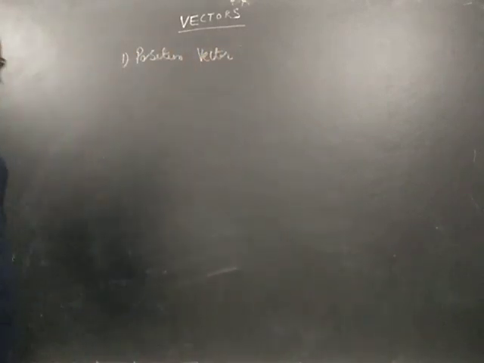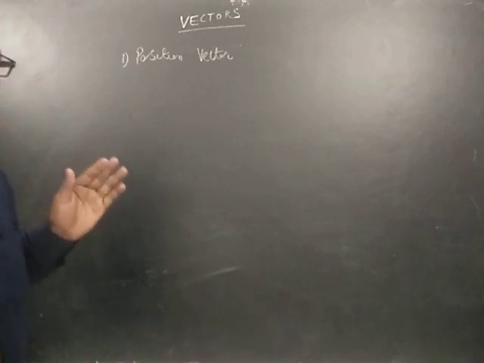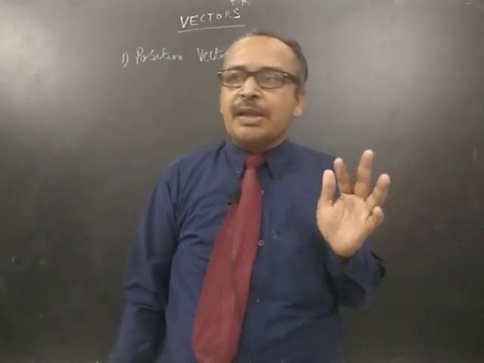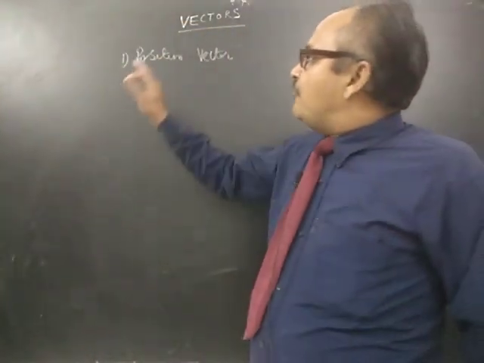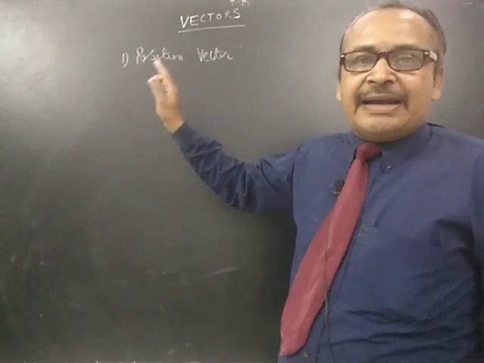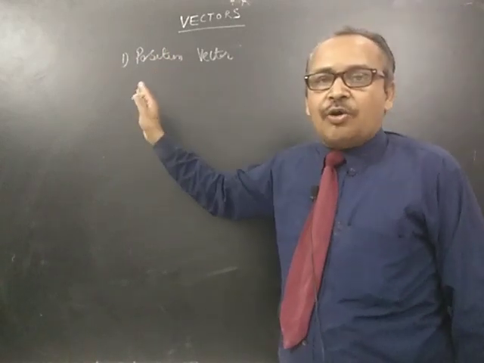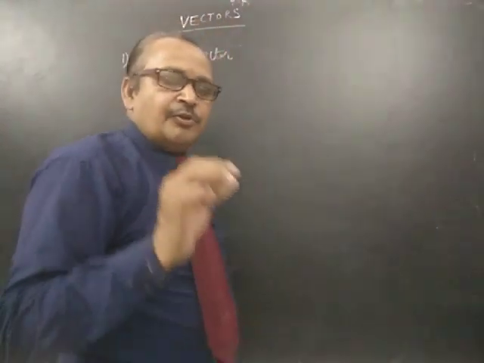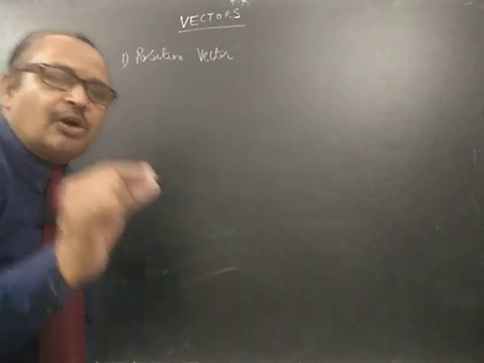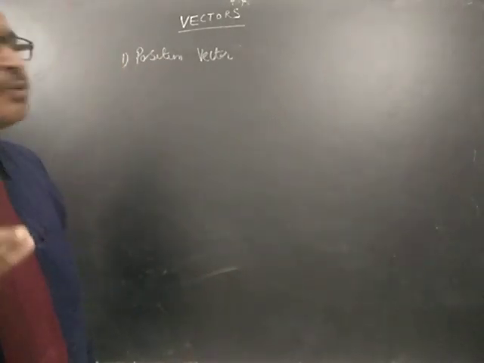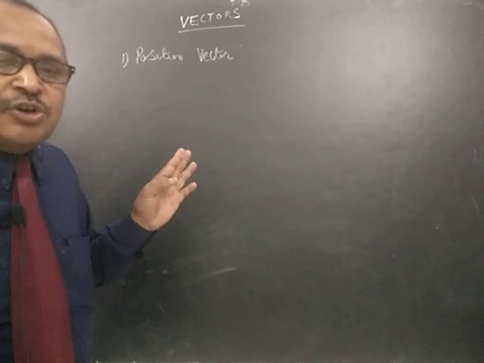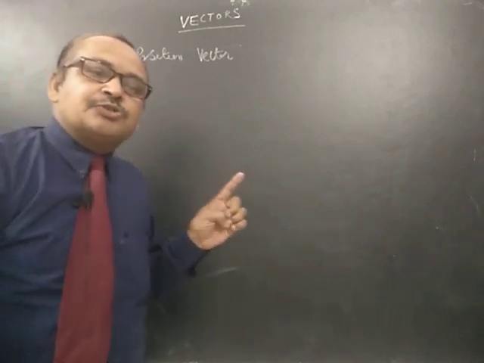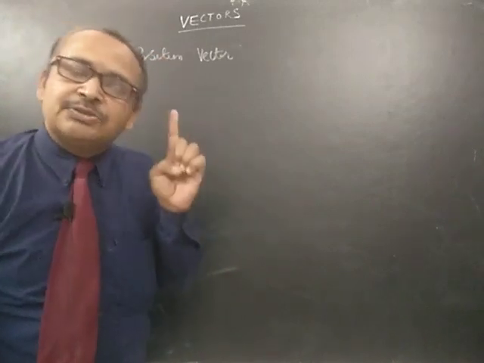What we call a position vector. Now, as the name itself suggests, it is a vector which determines the position of an object, or let us say a point. That is called a position vector, with respect to the origin, from the origin.